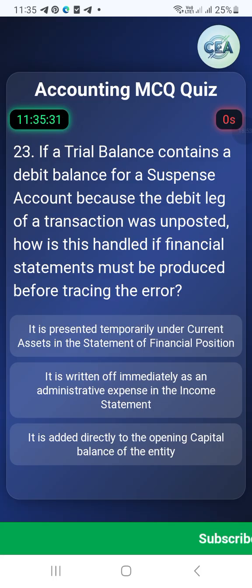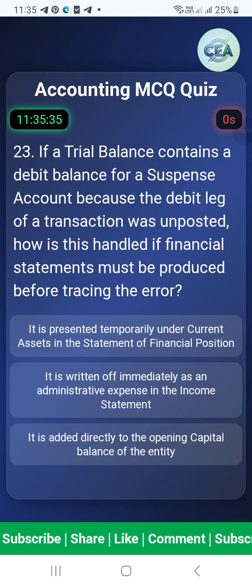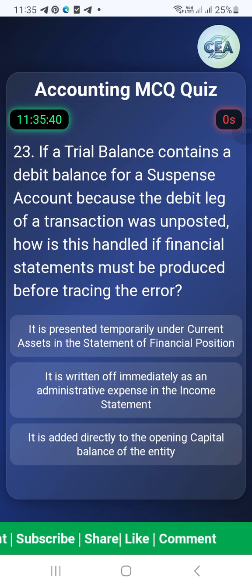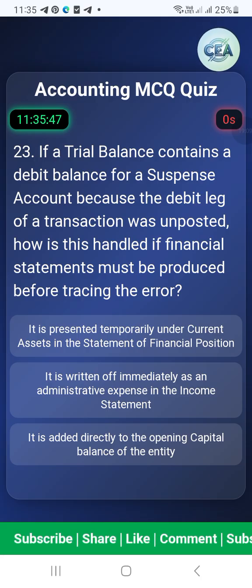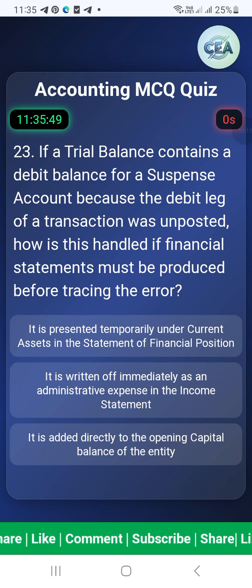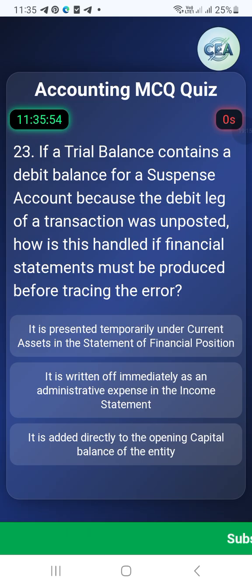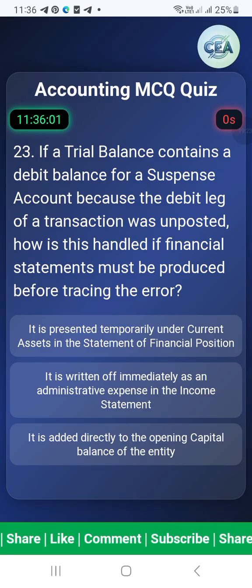23. If a trial balance contains a debit balance for a suspense account because the debit leg of a transaction was unposted, how is this handled if financial statements must be produced before tracing the error? Option 1. It is presented temporarily under current assets in the statement of financial position. Option 2. It is written off immediately as an administrative expense in the income statement. Option 3. It is added directly to the opening capital balance of the entity.